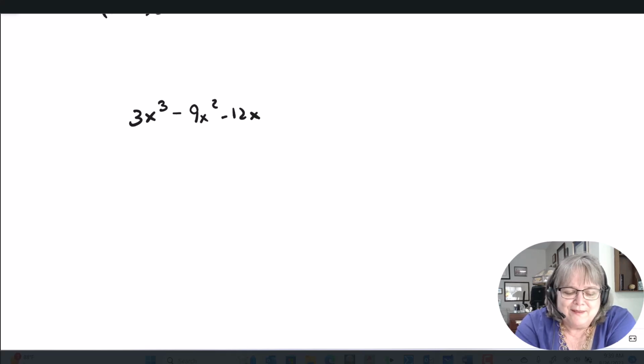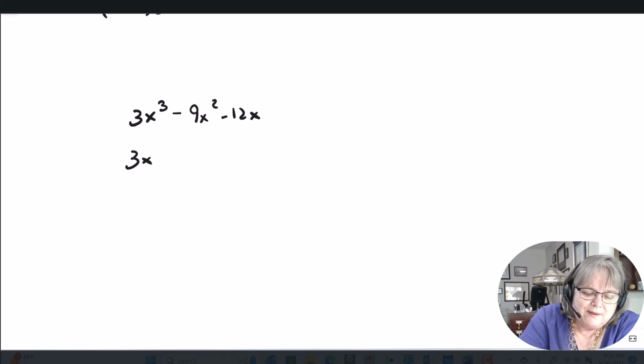Oh, wait, they all have a 3 in common, right? 3, 9, 12 are all multiples of 3. And once you notice that, maybe you'll notice that there's an x. There's an x here, an x squared here and an x cubed. They're kind of a little unexpected form because we've been expecting x squared is the lead. So if I factor out a 3x, that would leave me x squared minus 3x minus 4.